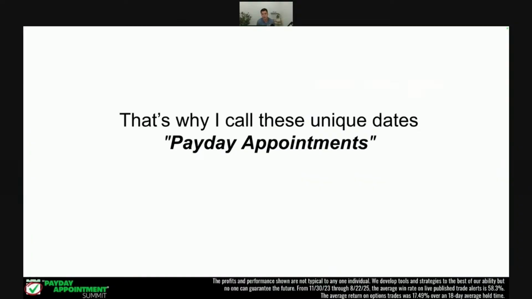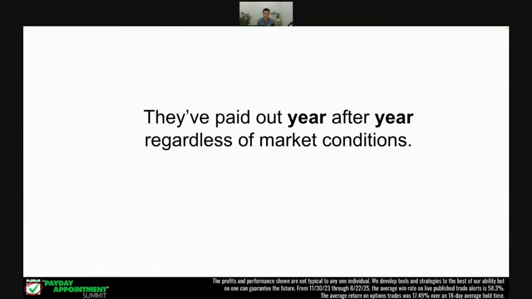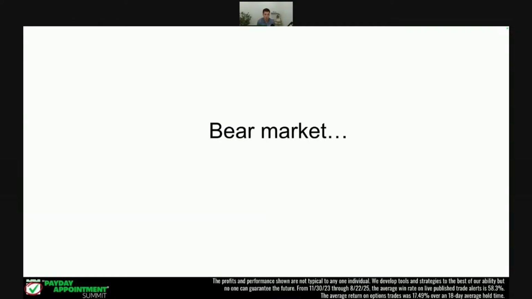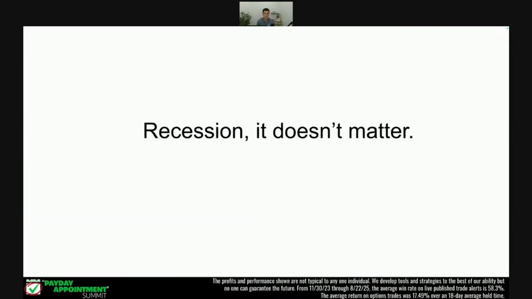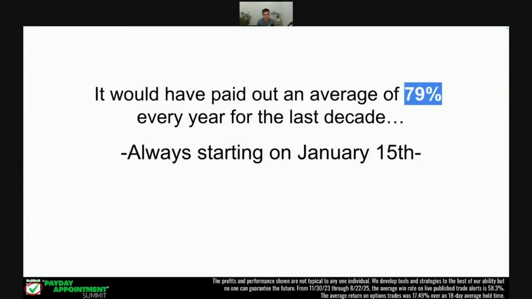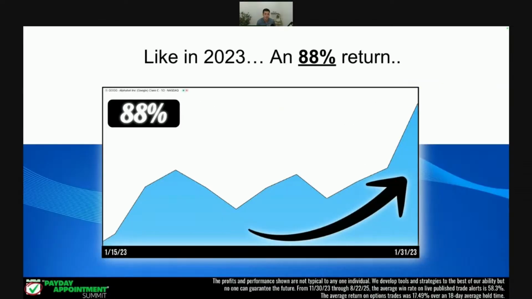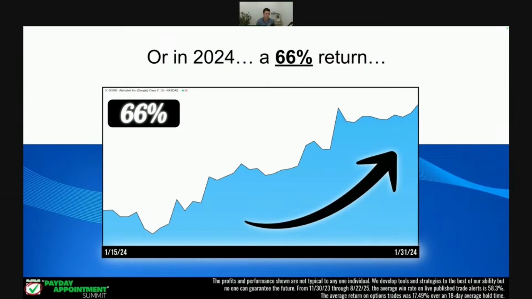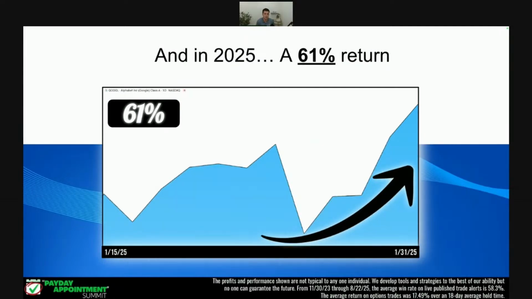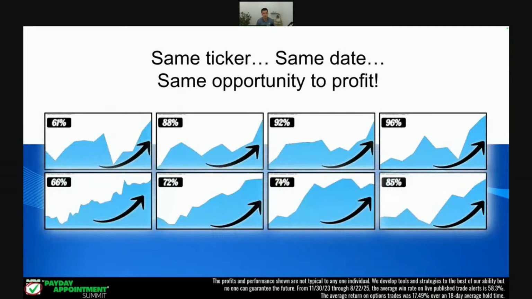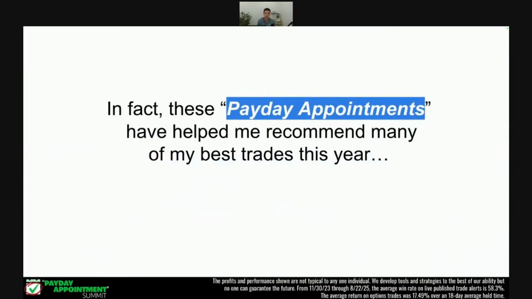Now, that's why I call these unique dates the payday appointments, because they paid out year after year, regardless of market conditions. Bull markets, bear markets, recessions, it doesn't really matter. Just like with Google. This one's paid out an average of 79% every year for the last decade, always starting on January 15th. Like in 2023, you see an 88% return on the options, 2024, 66%. And this year, 61%. That's about a 2-week hold time. Same ticker, same date, same opportunity to profit. You just follow it over and over again.